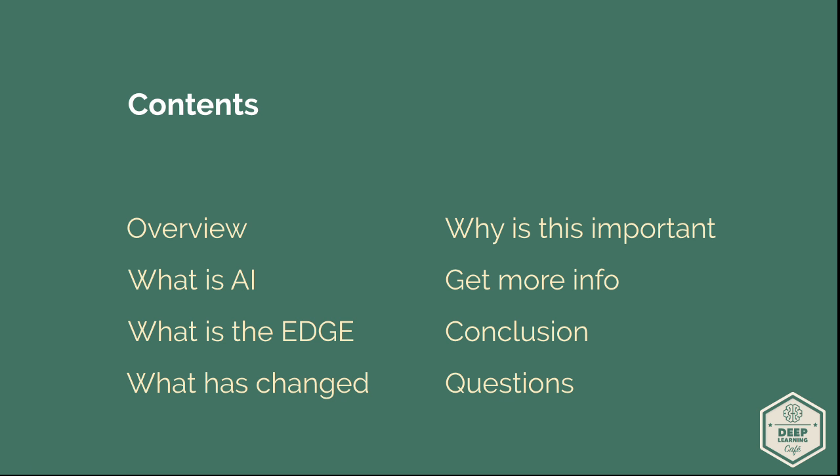So basically, just to get you started off, here are the contents of the talk, or what to expect. I'm going to start with a brief overview of what AI on the edge is. And then we'll give you a little bit of background as to what AI is and what the edge is, and what has changed over the years in both these fields. And then we're going to go into why this is important to you, the listener. And then I'll give you links where you can get some more information, as well as a conclusion as to what all this means.